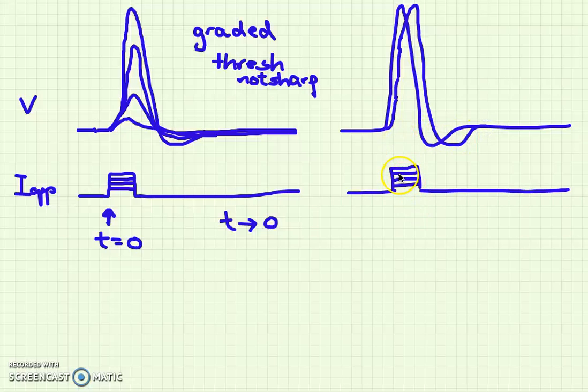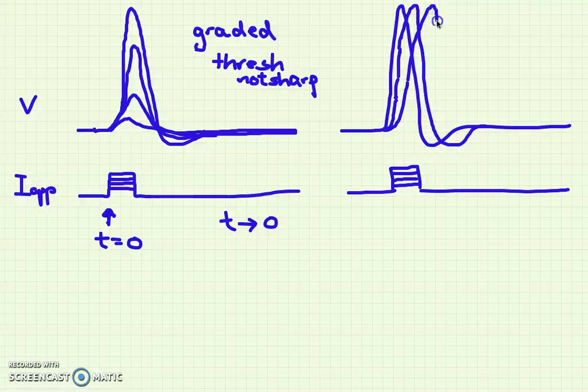So now that was representing the response to this second highest applied current value. Let's do the next, a little lower. And maybe there's an even longer delay before the peak of the action potential. And then, of course, if the applied current is small enough, you'll be below threshold, and no action potential will occur. This is referred to as all or none behavior.